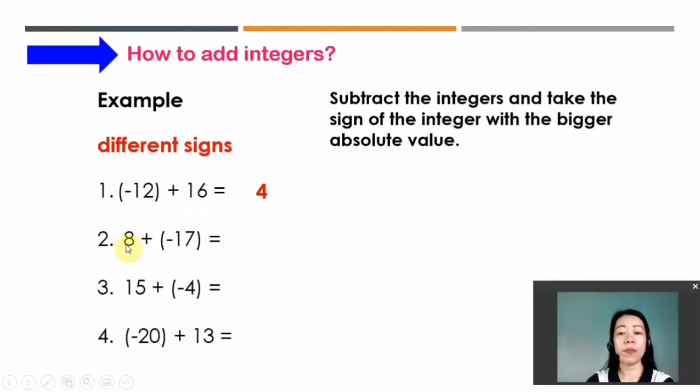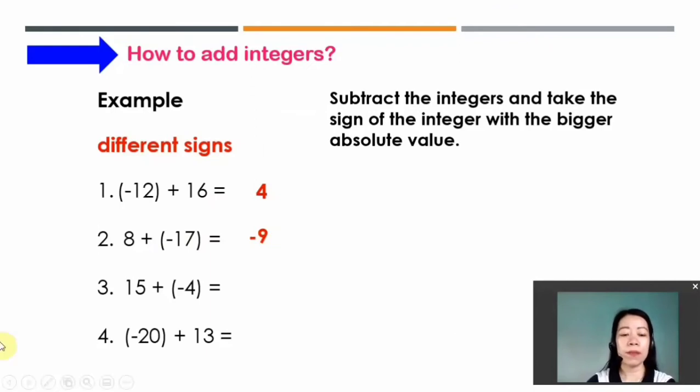Next, for number 2, 8 plus negative 17 equals blank. So, subtract the integers. 17 minus 8 equals 9. So, dito sa dalawang integers, yung negative 17 yung may bigger absolute value. So, ikakopy lang yung sign nung 17, which is negative. So, kaya siya negative 9.